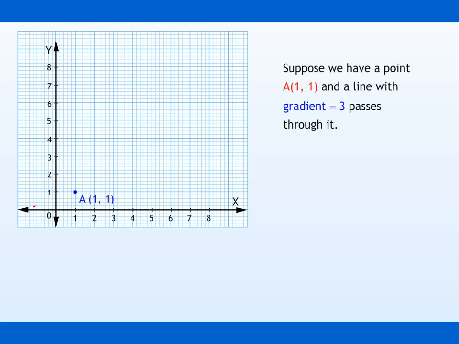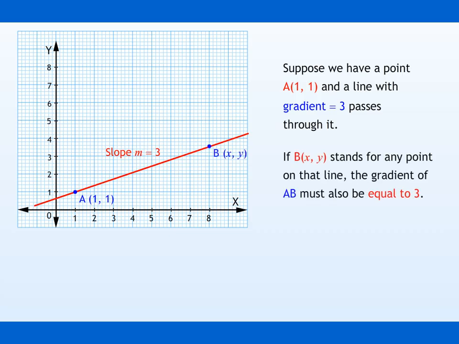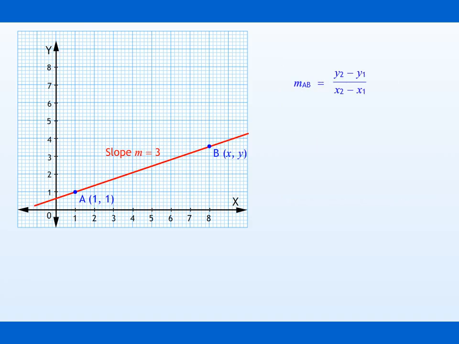Suppose we have a point A (1, 1), and a line with gradient equal to 3 passes through it. If B(x, y) stands for any point on that line, the gradient of AB must also be equal to 3. Slope is equal to (y2 minus y1) upon (x2 minus x1). Therefore, 3 is equal to (y minus 1) upon (x minus 1).